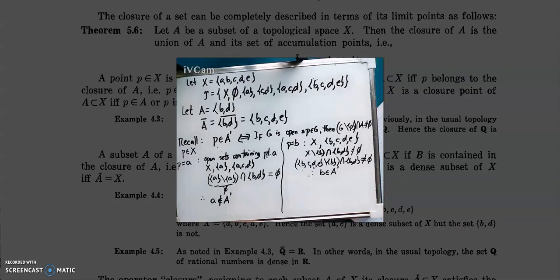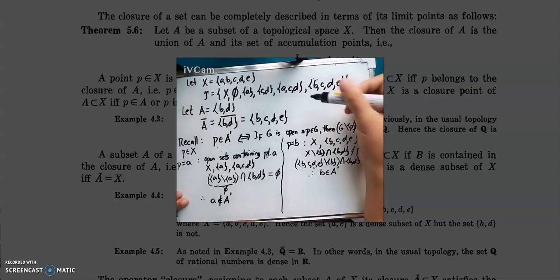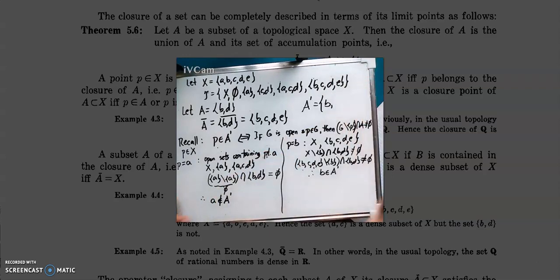Follow? So, take note here that this is the derived set of A. A is not in here, we have B. So, let's try for C. Now, let me erase this one.